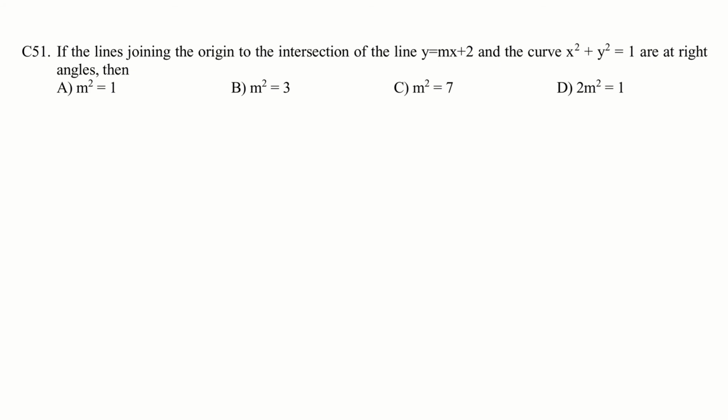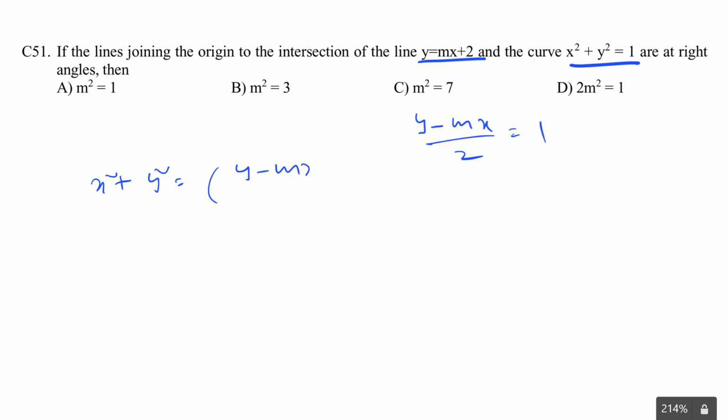Observe that in this problem you have a curve and you have a line intersecting the curve, and the points of intersection are joined to the origin. So the concept is nothing but homogenization. So we homogenize the curve with the help of the line. From the line I write (y minus mx)/2 equal to 1. So homogenizing, you have x square plus y square is equal to ((y minus mx)/2) whole square.